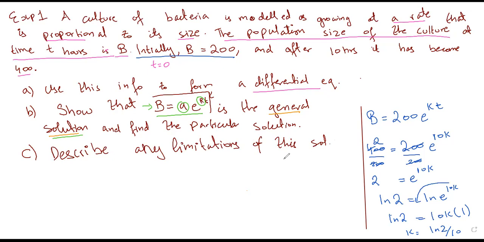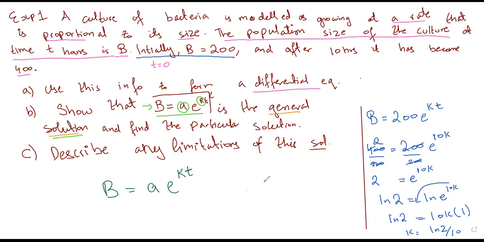Okay. Now, what is the solution? Since we have to describe the limitations of the solution, let's write down the solution first. We have B equals A e to the K T, right? Now, the very first thing is, what is this solution telling us?